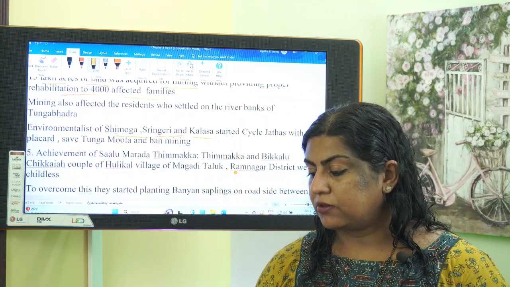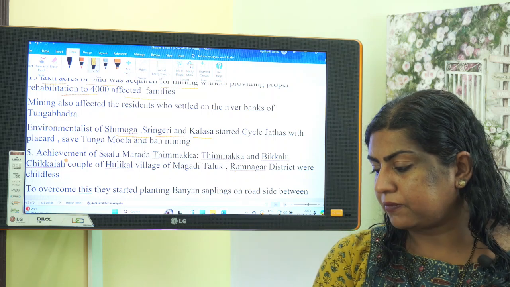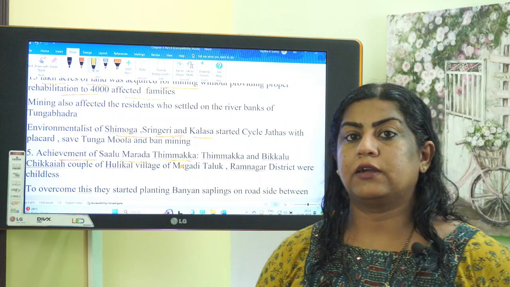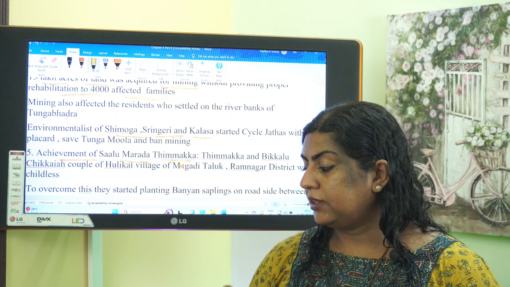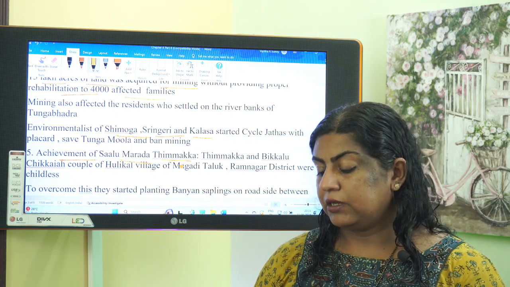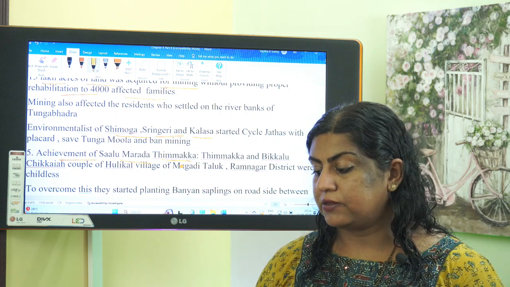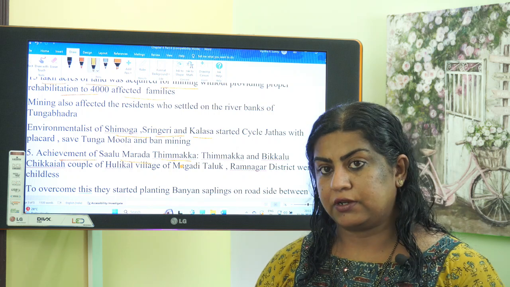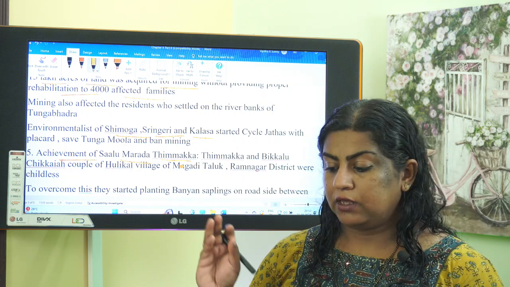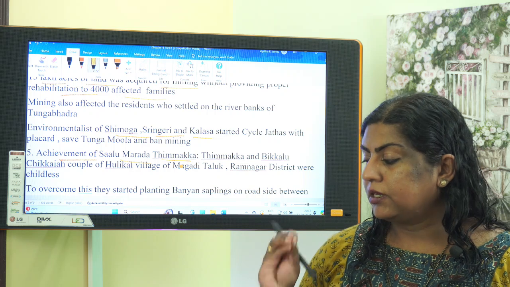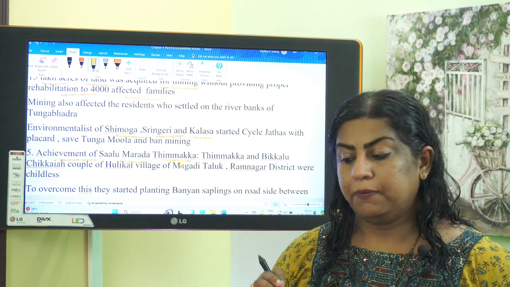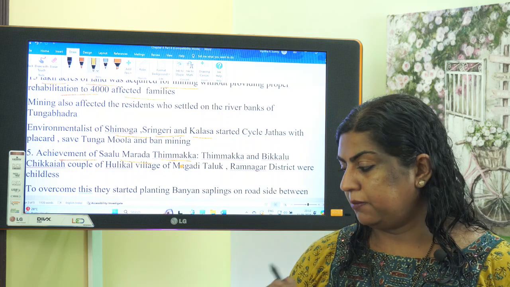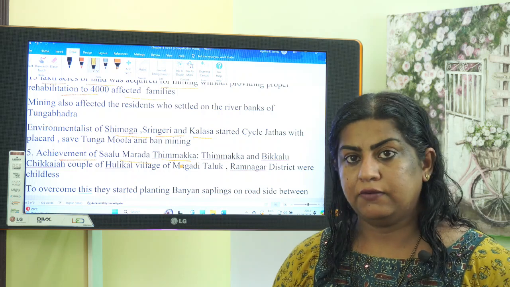Next, achievements of Salumarada Timmaka. That is a very important topic regarding your environmental movement. Timmaka and Bikalu Chikkaya were a couple from Hulikal village of Magdi Taluk, Ramnagara district. They were childless. They did not have children.